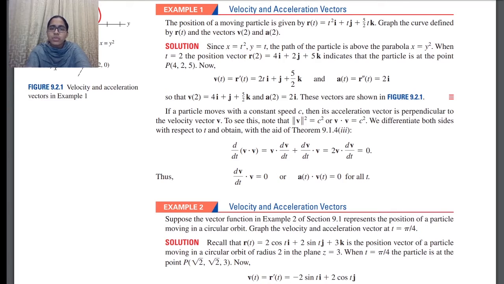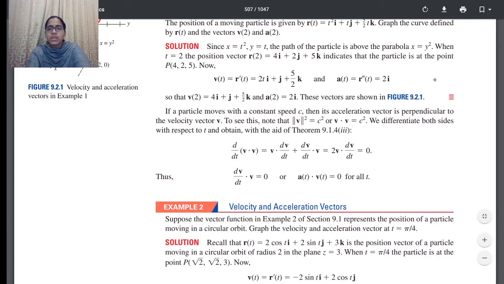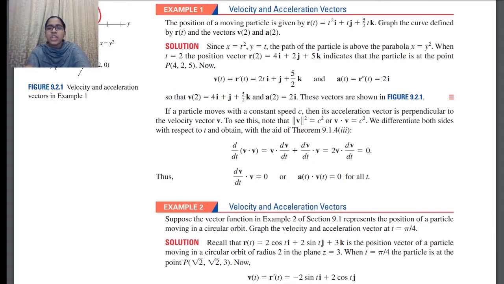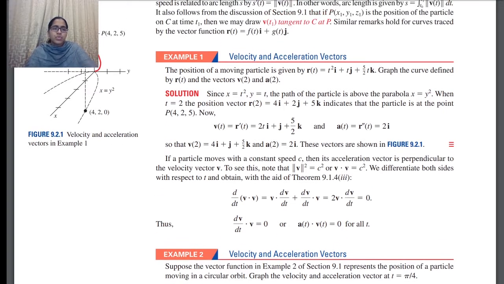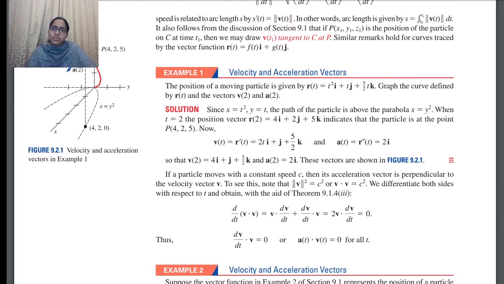Now we'll find what is v of t, that is velocity, and the acceleration a of t. v of t will be r dash of t, which is the derivative of the vector function r of t, that is 2ti plus j plus 5 by 2k. And what will be the value of v of 2? That will be 4i plus j plus 5 by 2k. And again, a of t would be r double dash of t, that is we have to differentiate this vector function again. That will be 2i, the remaining are constants, so that is just 2i, and a of 2 is again 2i. So you can see in figure 9.2.1 how to plot these points and how the graph will be traced.